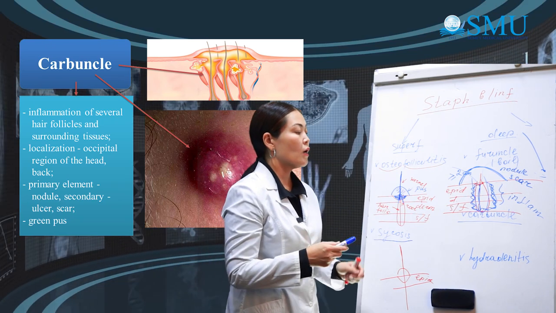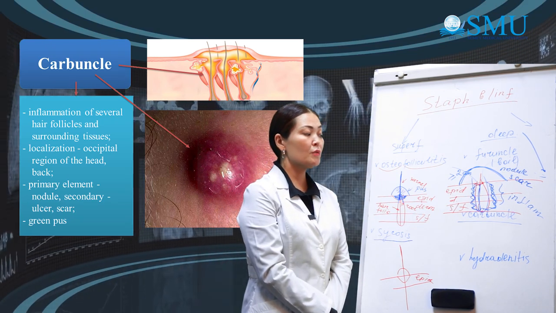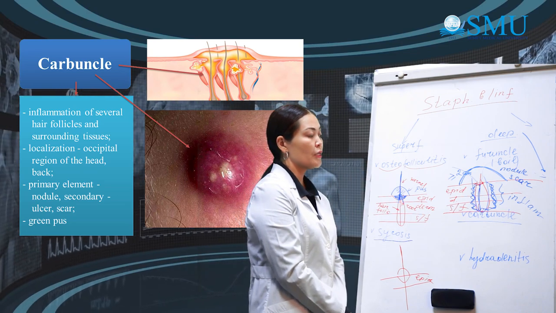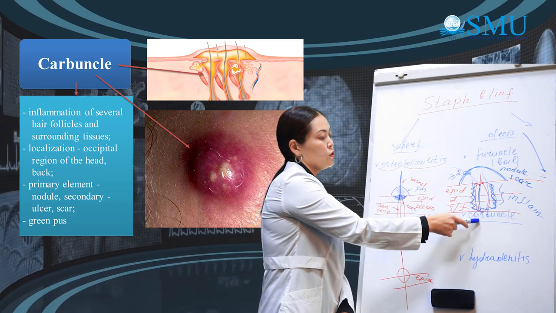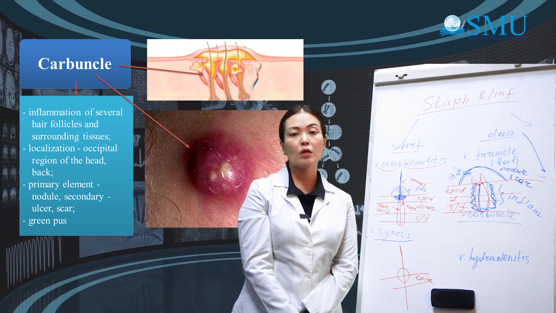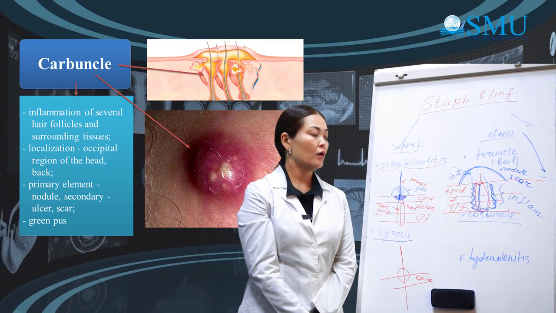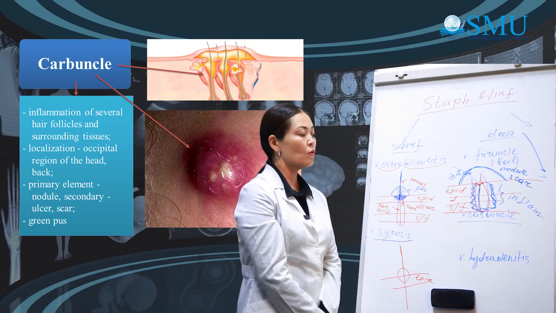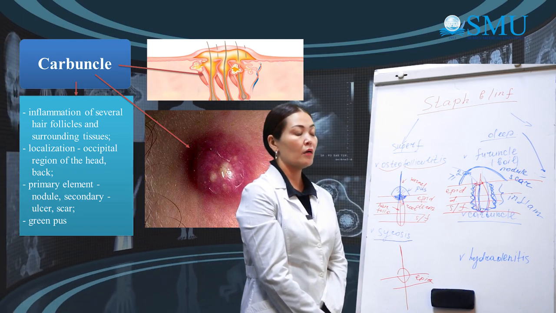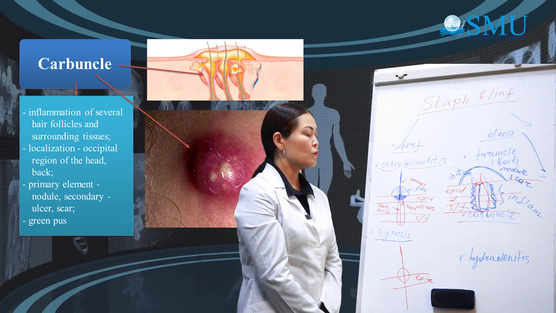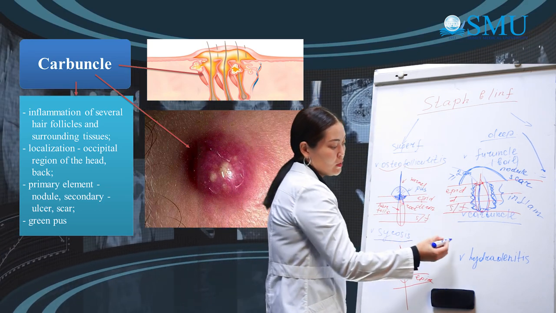Carbuncle. So, what does carbuncle mean? How can we do differential diagnosis between these two diseases? Carbuncle, or carbo, means coal in Latin. Why, I will explain later. So, what about this disease?